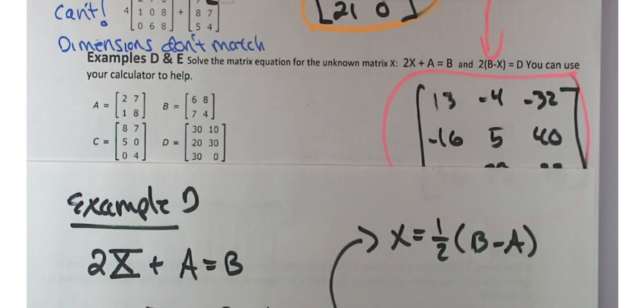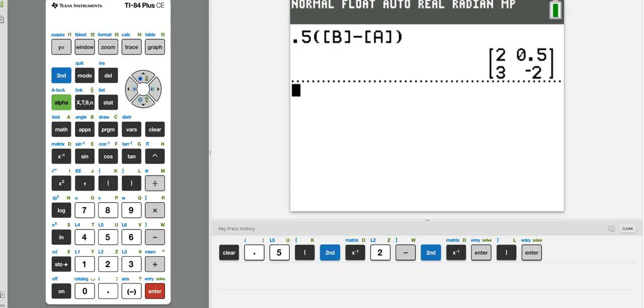Let me try matrix B. Okay. So 0.5A. Actually, let's do this. Oh, it's B minus A. So let's do matrix B minus matrix A. Is that what I got? Let's take a look here. Yeah, that's what I got.